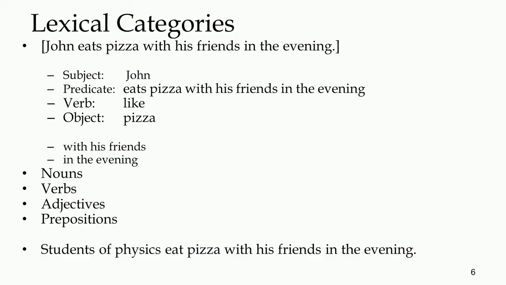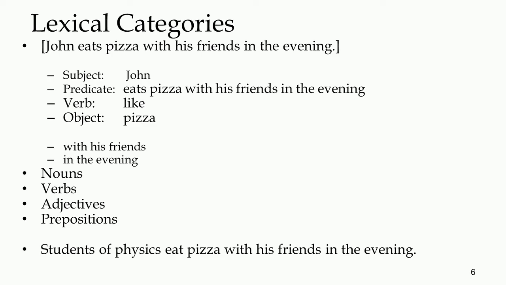Let us look at the next one. We have again looked at this thing to identify lexical categories. So, on this slide, if you take a sentence like John eats pizza with his friends in the evening, this is going to again re-emphasize or give you one more example of what we have discussed. You can take more and more examples from your English or your language that you speak to see whether these things are making sense or not.